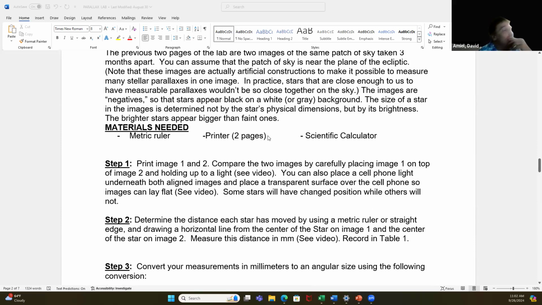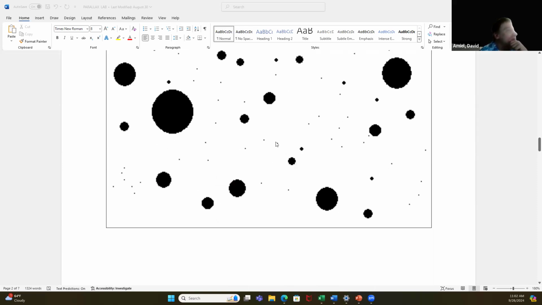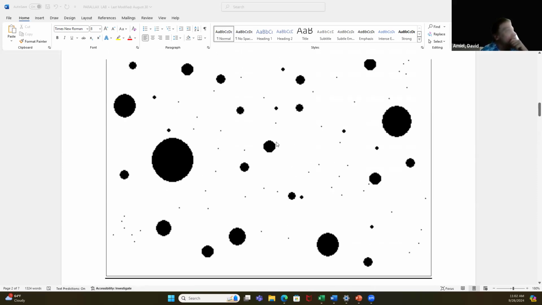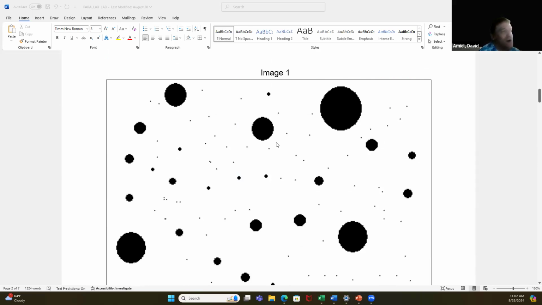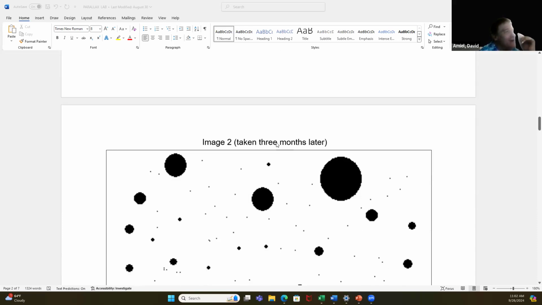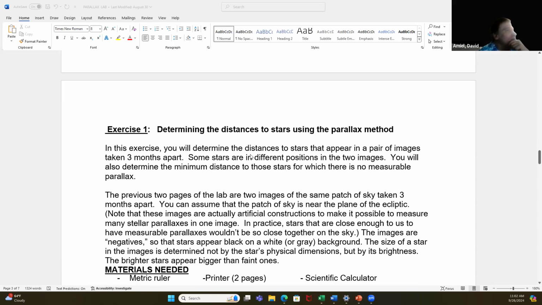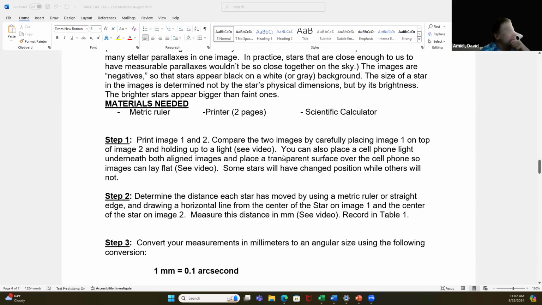You could, I'd appreciate it. I'd like to see the work, obviously. If you can attach image one and image two to your lab, that would be awesome. But if that's too challenging for you, all I need are the answers. So let's go through what you're going to do. You've got image one printed, image two printed. And let me see where the directions are here. In this exercise, you will determine the distances, and so on.